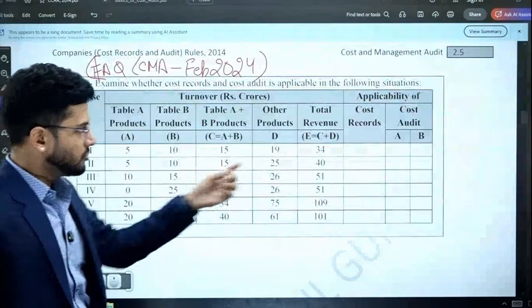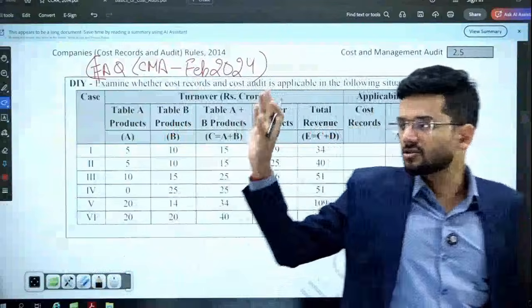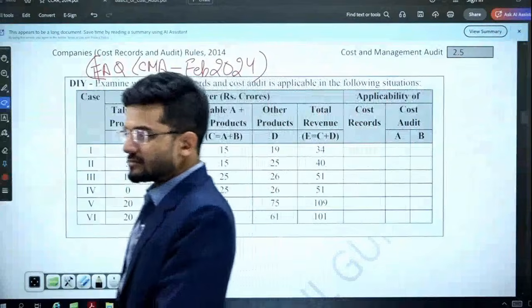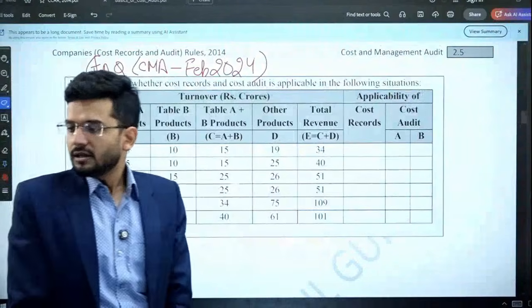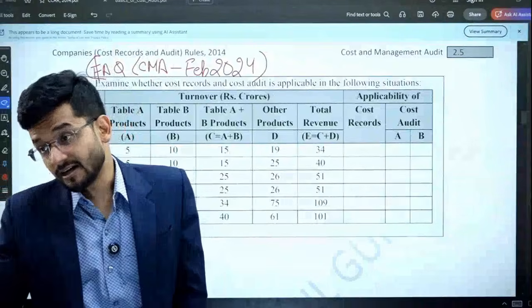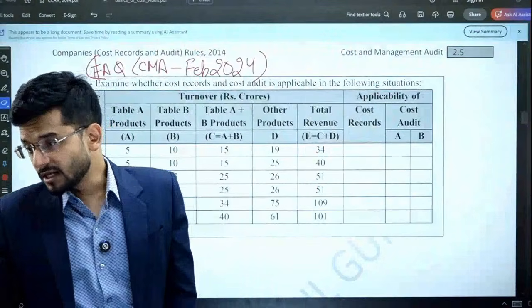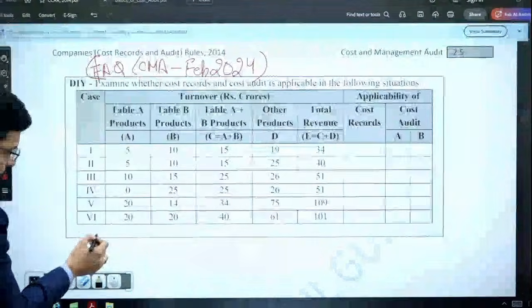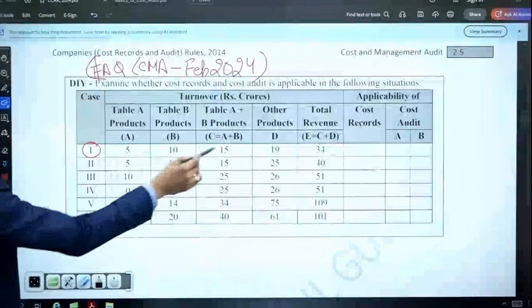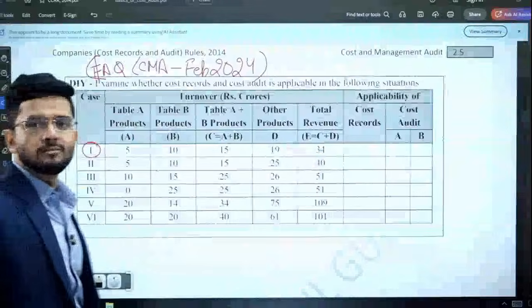All right. So, you have to fill these columns, guys. We'll fill these columns together. And if you know the answer, please put the answer in the chat box in advance. That will be really good. Case 1, 2, 3, 4, 5, 6. You can just write case 1, what is the answer? Case 2, what is the answer? You can write in the chat box, okay?